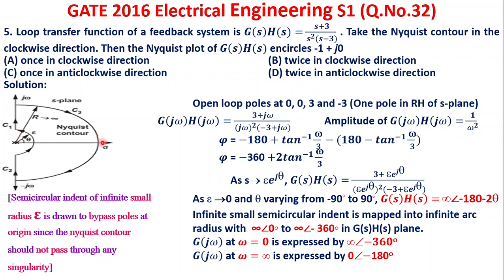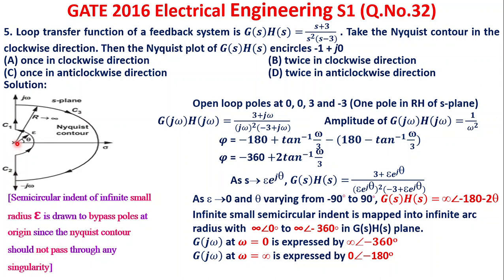So this is the Nyquist contour, we know very well. This is a straight line segment C1 varying from 0 to infinity. This is a straight line segment varying from minus infinity to 0. This is an infinite radius arc. And here I have bypassed this portion because there are two poles at origin. Whenever two poles are present at origin, this straight line segment is passing through the singularity. Nyquist contour should never pass through the singularity.